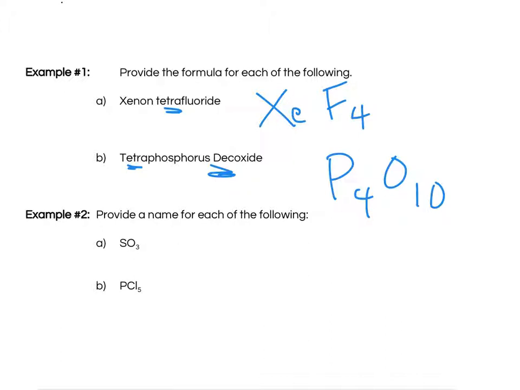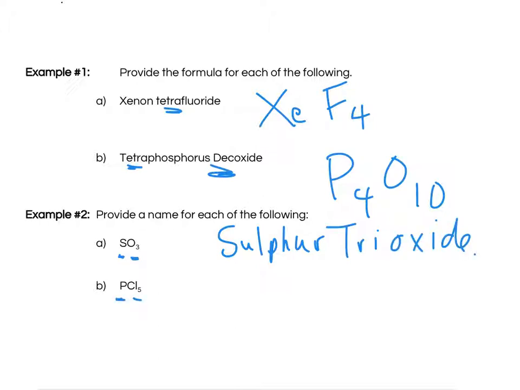Lastly, let's do the reverse. I see sulfur is a nonmetal and so is oxygen. So I'm going to call this sulfur. And I have 3 oxygens, so trioxide. Next I have phosphorus and chlorine. Both of them are nonmetals, so I'm going to choose to use prefixes here. Phosphorus, penta for 5 chlorines, pentachloride.